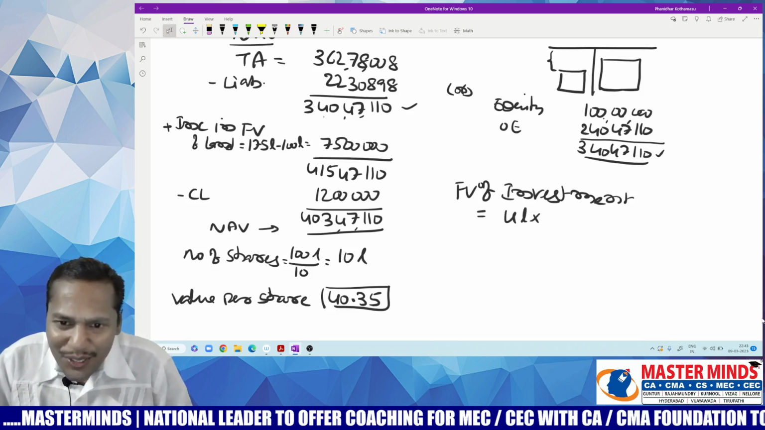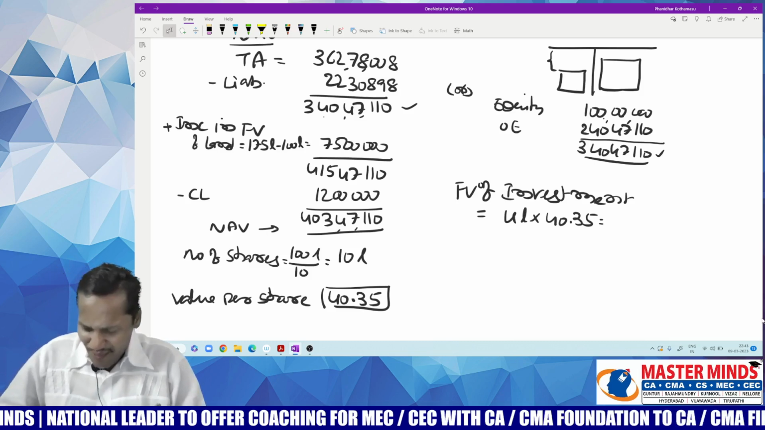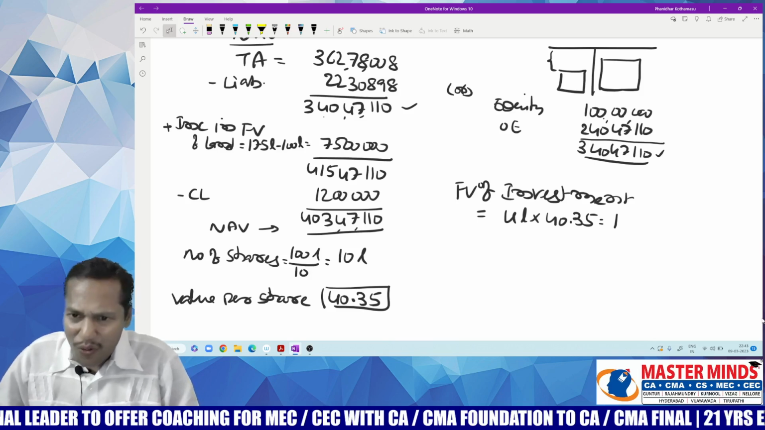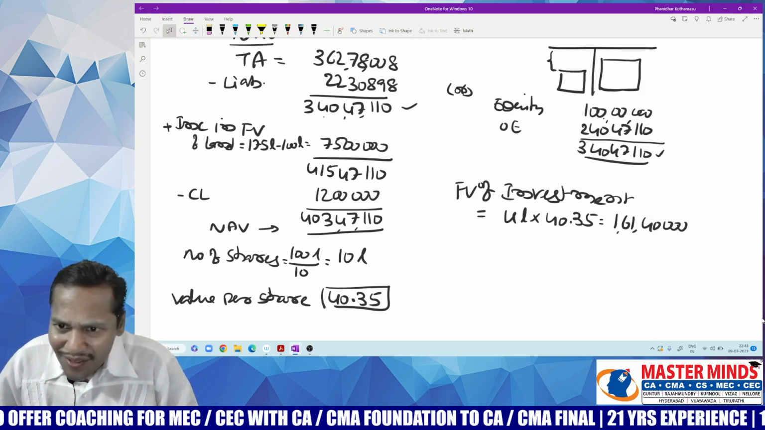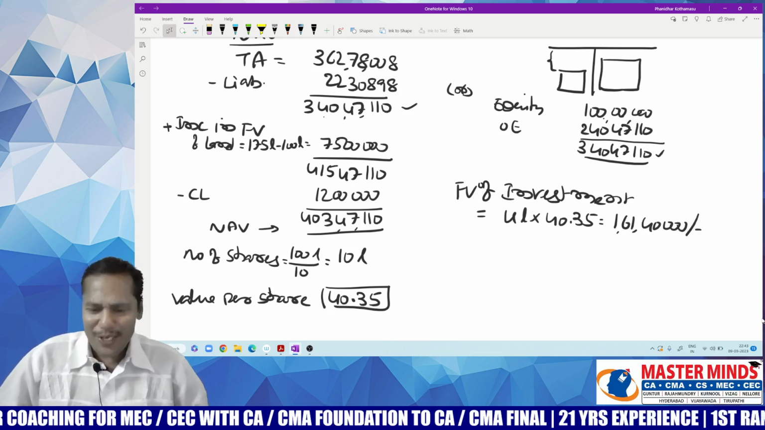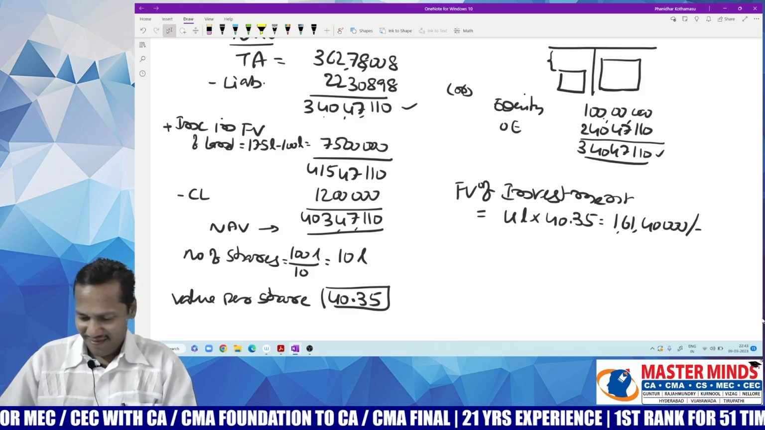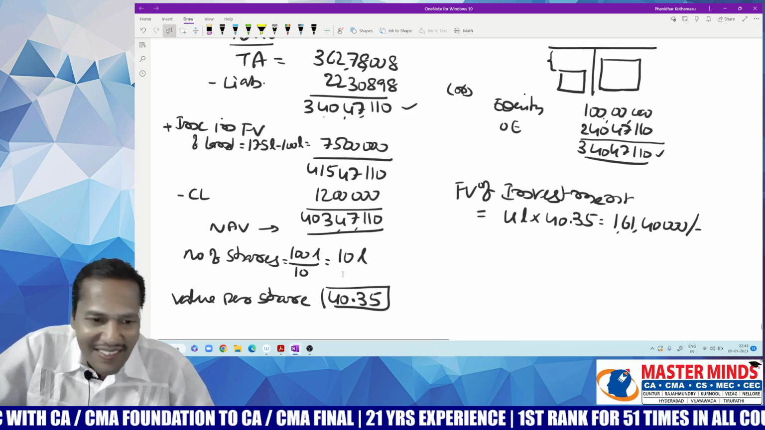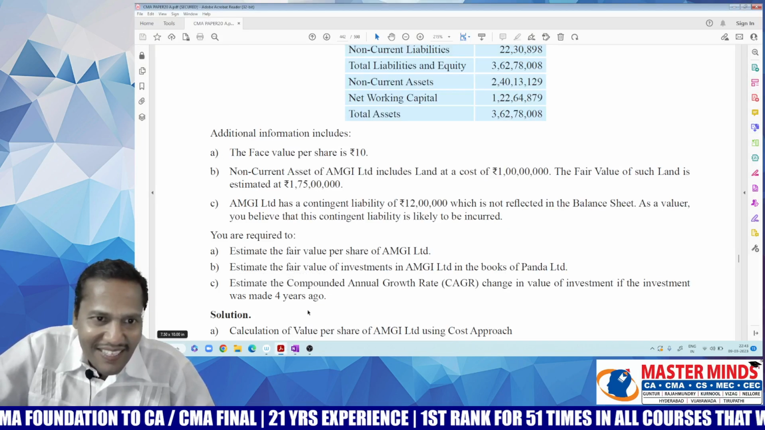4 lakh shares into 40.35. This comes to 1 crore 61 lakh 40,000 rupees. This is the fair value of investment. Then, the next one.